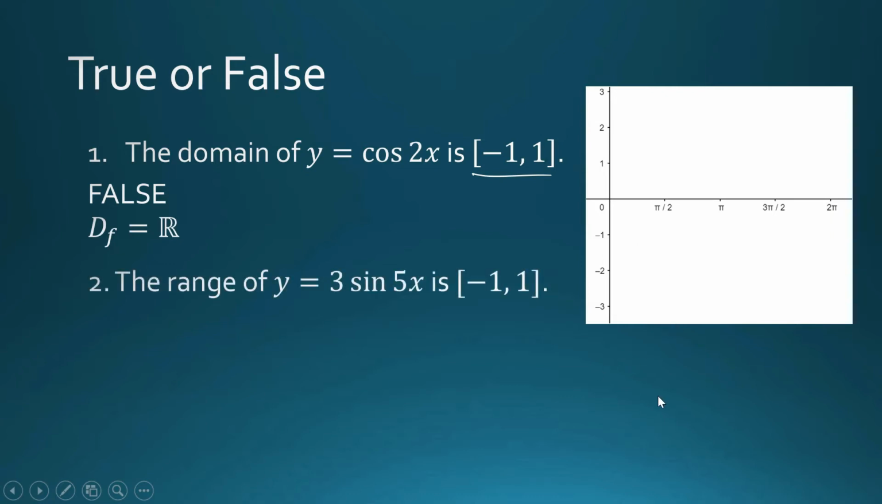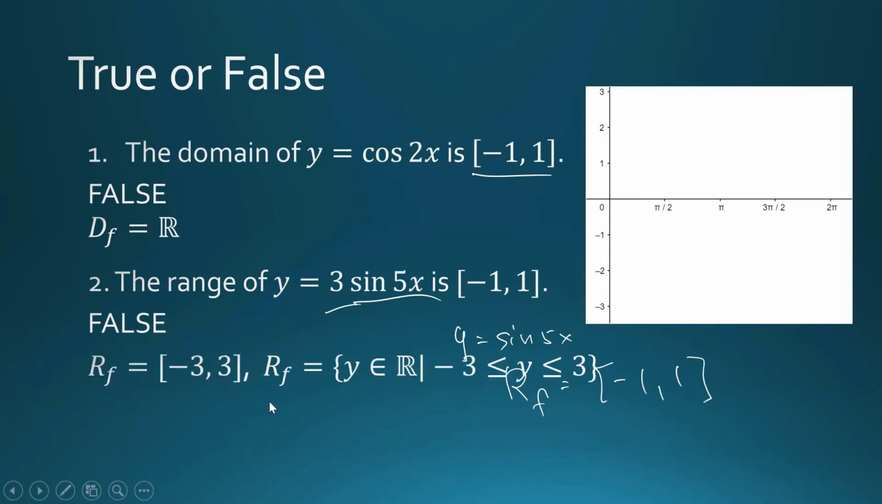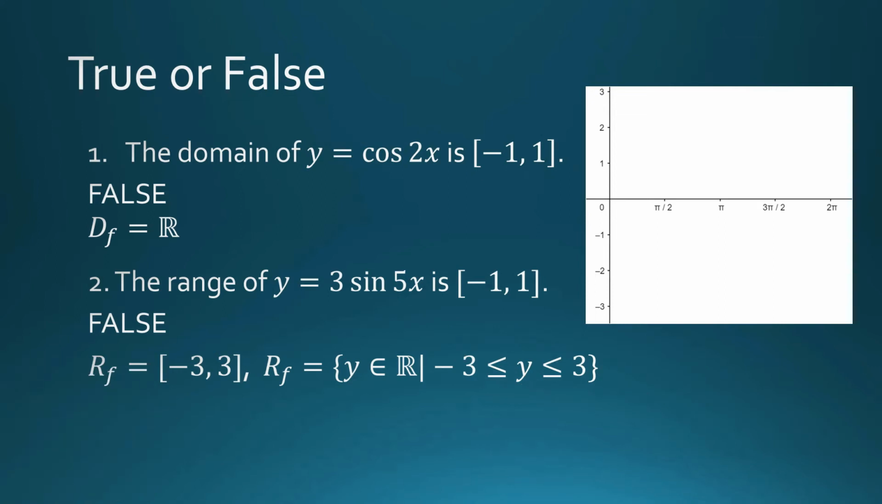The range of our function defined by y is equal to 3 times sine of 5x is negative 1 to 1. That again is false. The range of our sine, y is equal to sine of 5x, is from negative 1 to 1. So when you multiply 3 to that, it's going to produce a different range. So the range of that is in the interval negative 3 to 3.